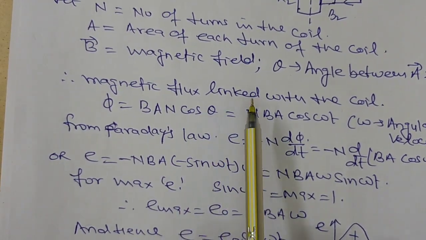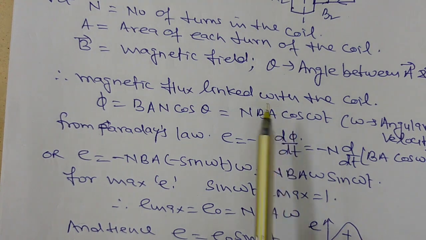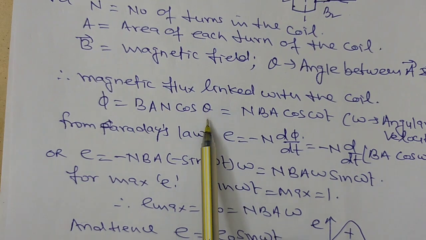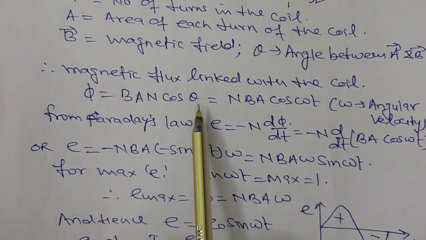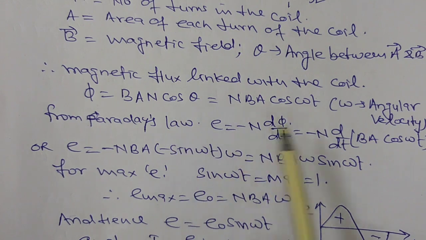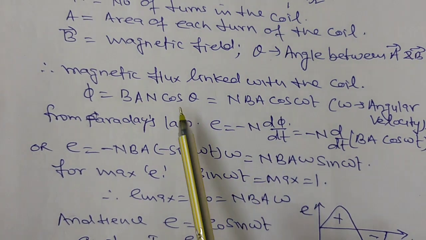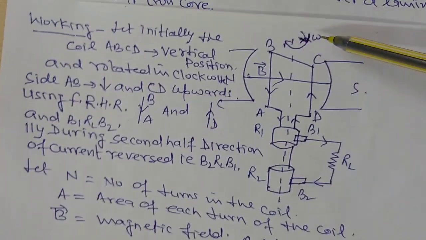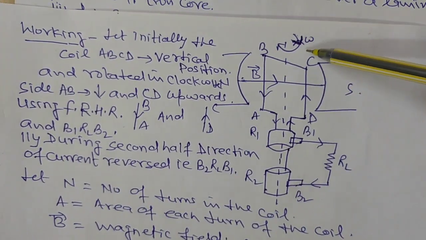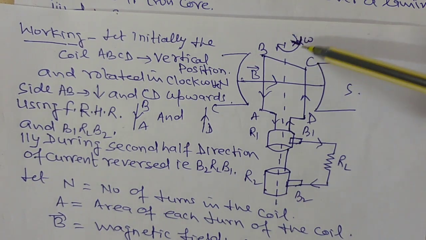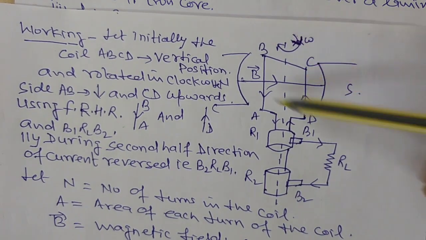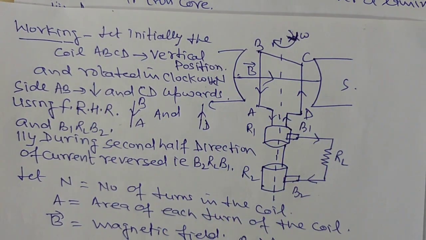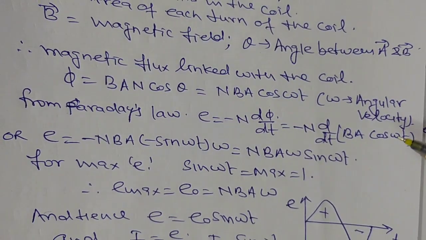Now the magnetic flux linked with the coil, we know that phi is equal to NBA cos theta. Here theta can be written as omega t. Theta is omega t, and this omega is here the angular velocity of this armature coil, and this armature coil is rotated here clockwise. Clockwise rotate होती है this armature coil with the angular velocity omega.